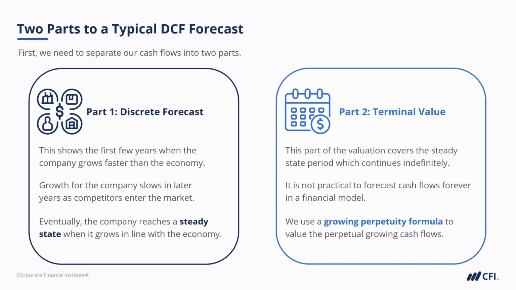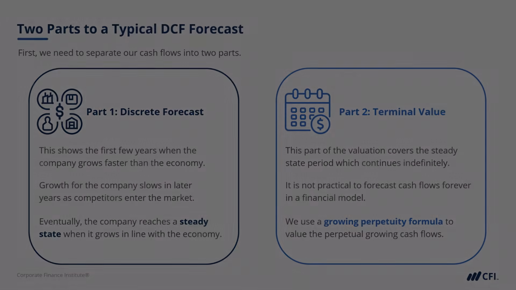So now we have a basic overview of these two parts. Part one, the company's growing faster than the overall economy, and part two, the company grows in line with the overall economy indefinitely or forever. What we'll do now in the next video is dive into each of these two parts so we can understand exactly how all the mathematical calculations work and how we're going to construct our model.